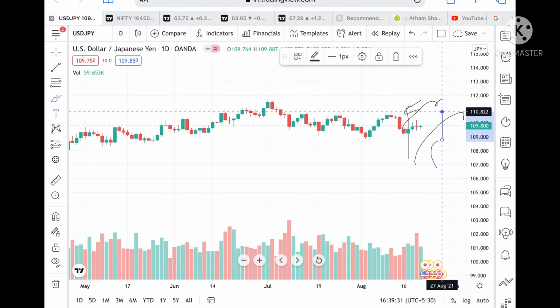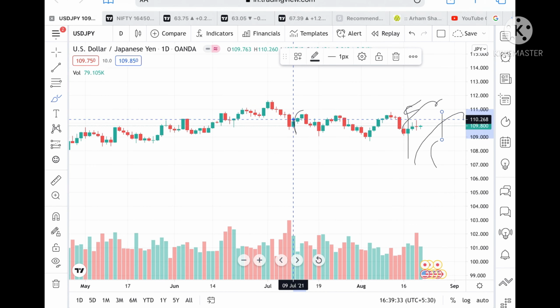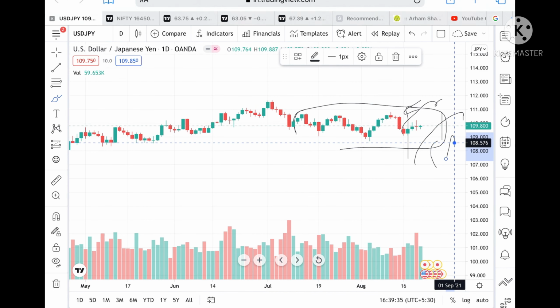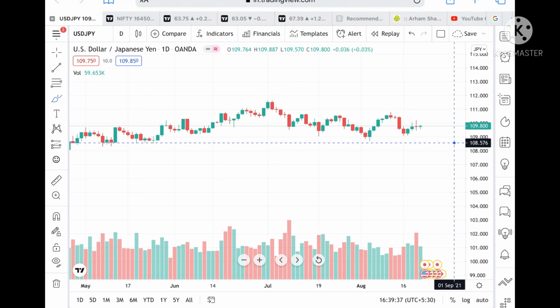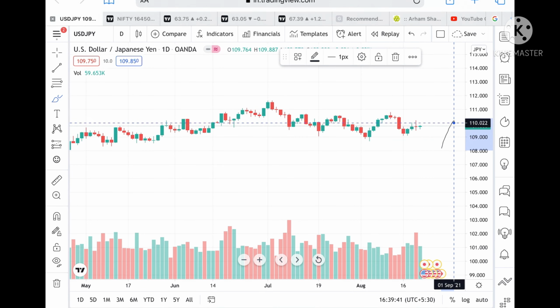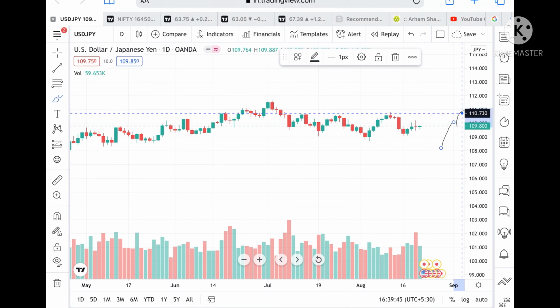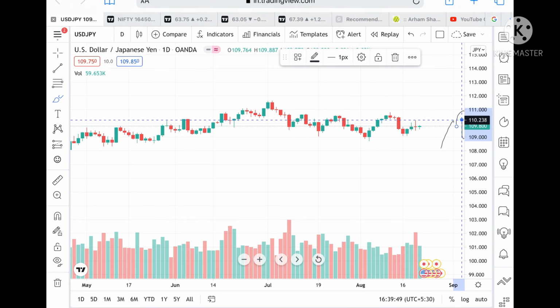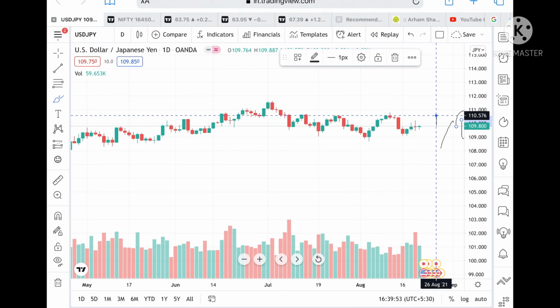But if we look at the chart from here, we can see a low at around 108.699 and a high of around 110.82. If we look at this range, it is now trading at around 109.800. Suppose if it sustains this level, then we can see a level of 110.084, and if it sustains above this level, then we can see a level of 110.238, which is already tested twice.